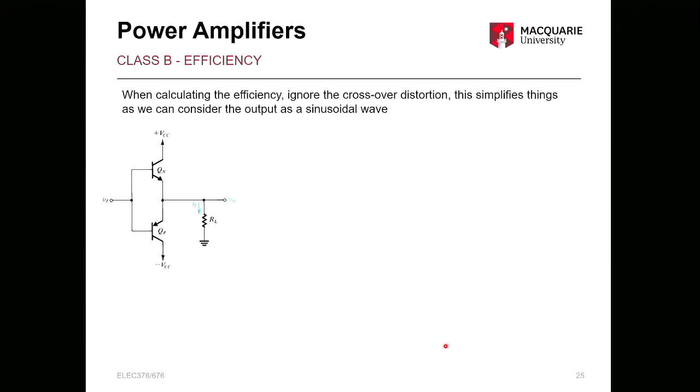So efficiency of a Class B amplifier. To calculate that, it would be quite complicated to always worry about that little distortion part, and as that's only for very small voltages and we're mostly dealing with large voltages, we ignore it for getting your overall efficiency. It's considered negligible, and that simplifies things quite a lot. So our power delivered to the load is the same as with Class A, that's our average power across our load for the sinusoid. So no change there.